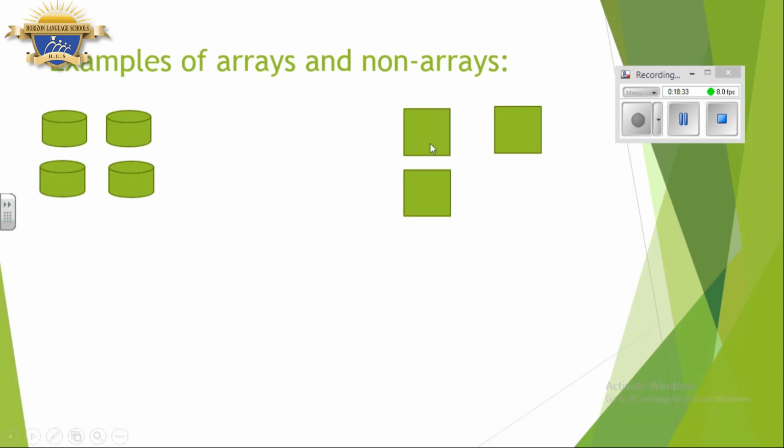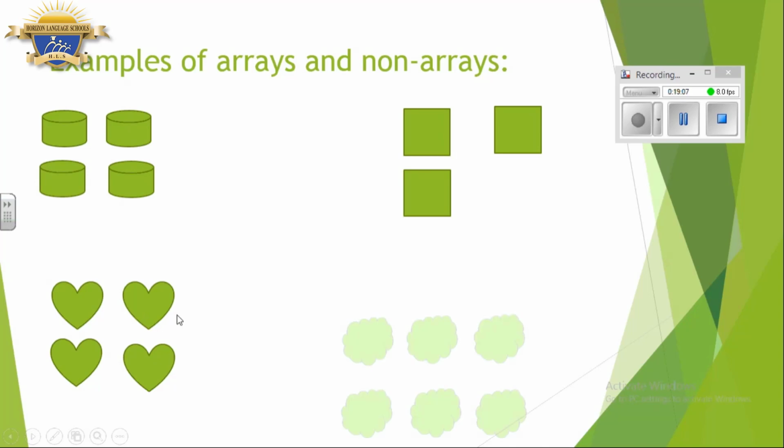The next one is a set of rectangles. I have here 2 in the first row and 1 in the second row, and I have here a gap. So this is a non-array. In this picture, I have a set of hearts arranged in rows and columns with no gap between them. So this is an array.